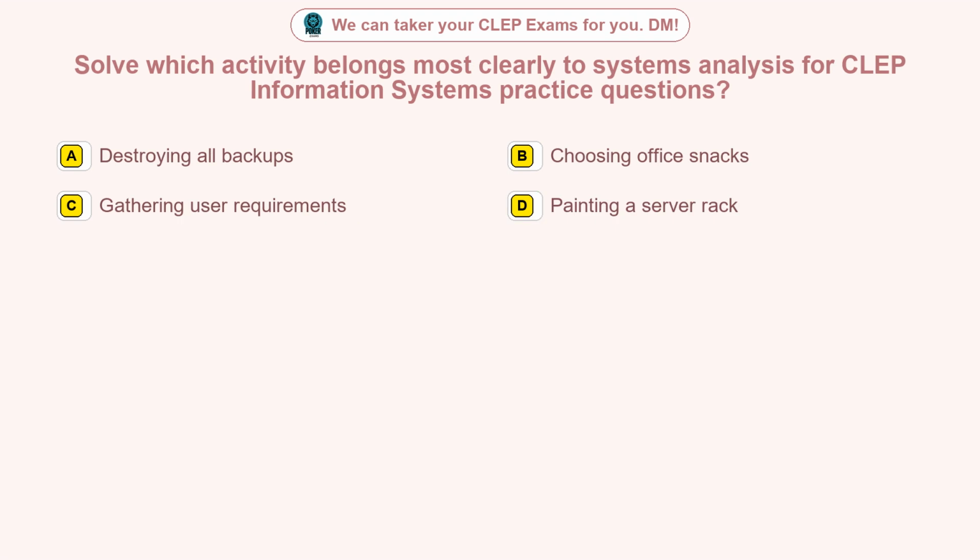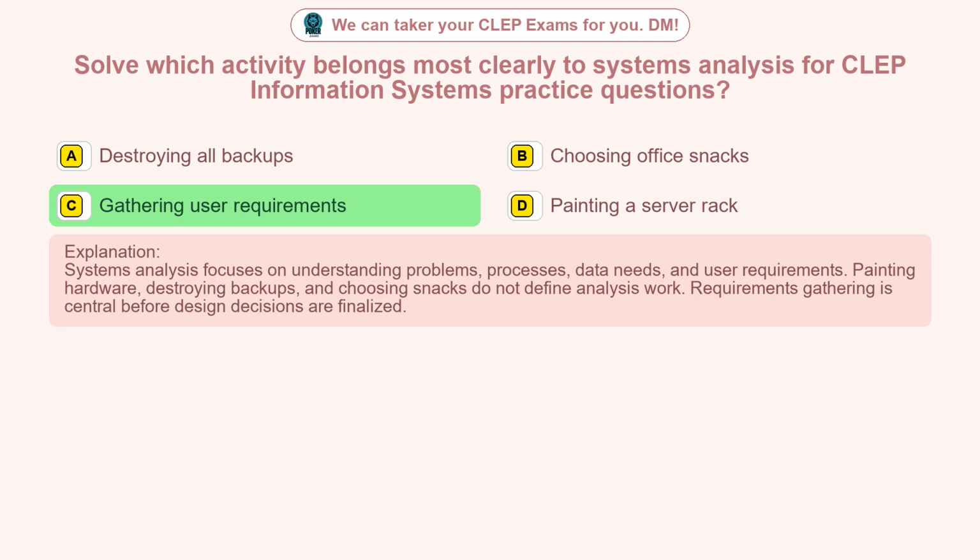Question 66. Solve which activity belongs most clearly to systems analysis for CLEP Information Systems practice questions. Option A. Destroying all backups. Option B. Choosing office snacks. Option C. Gathering user requirements. Option D. Painting a server rack. The correct answer is option C. Gathering user requirements. Systems analysis focuses on understanding problems, processes, data needs, and user requirements. Painting hardware, destroying backups, and choosing snacks do not define analysis work. Requirements gathering is central before design decisions are finalized.